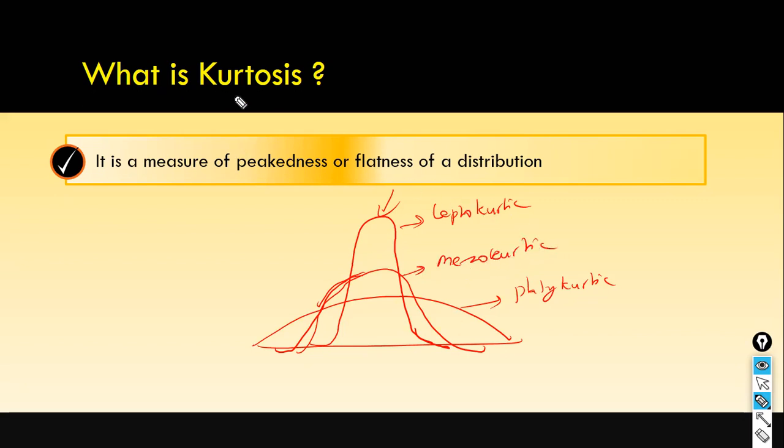There are three types of kurtosis: leptokurtic, mesokurtic, and platykurtic. If the peak is too high, that is called leptokurtic. If the curve is flat topped, then it is called platykurtic. If it is kind of a normal distribution, the normal curve is also called mesokurtic.